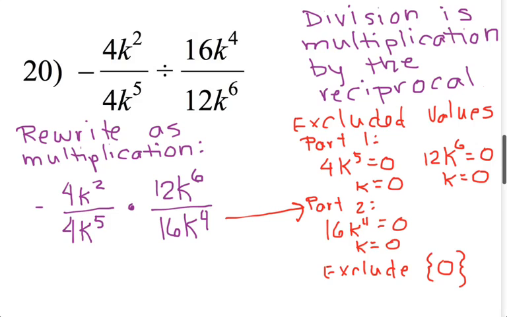So in all of our excluded values, the only value we have to worry about is 0. In other problems, we might have different values. Okay, now we can continue the way we were before. We can just cancel and simplify.